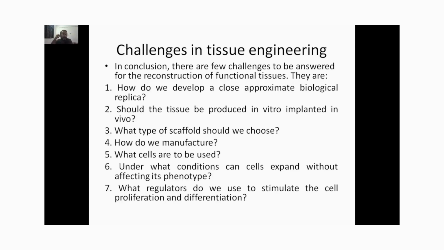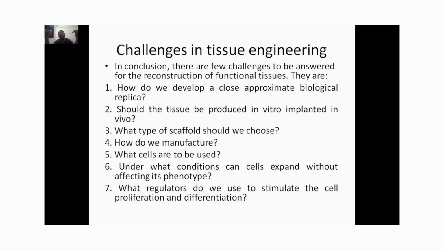The third challenge is, what type of scaffold should we use? What kind of biomaterial should be used? Next, how do we manufacture? What particular technique, mechanism or engineering process can be used that will act as optimum and give you a better structure? Then what cells are to be used, what kind of cells are we going to use? That is also very important, and also a challenging task.